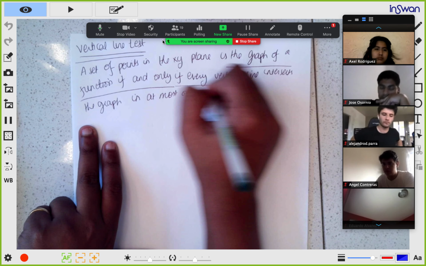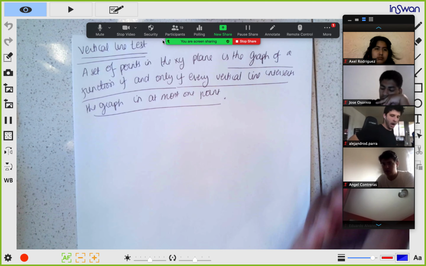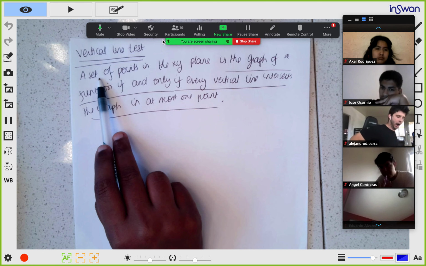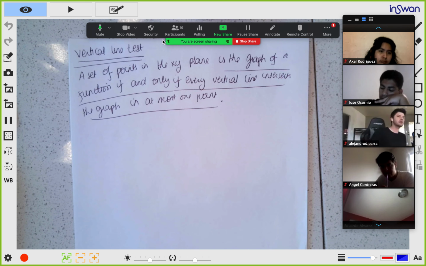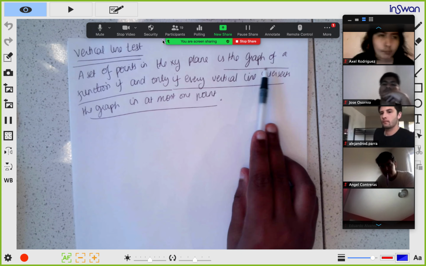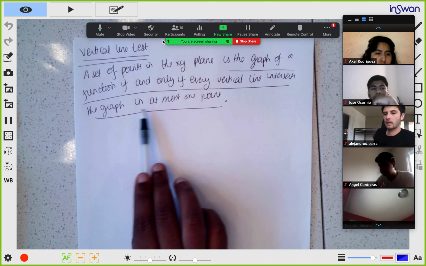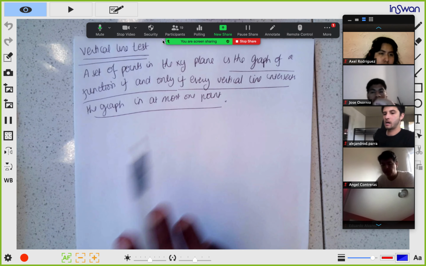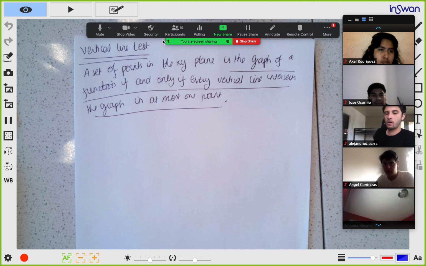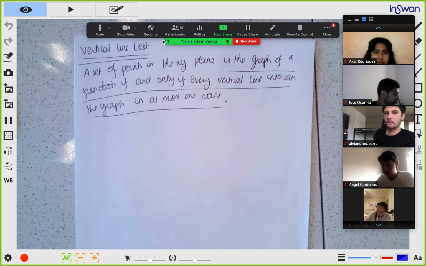So this is a basic definition. Don't get confused by the set of points in the xy plane. Remember, a graph is a function if and only if every vertical line intersects the graph at most one point only. It should cross my graph at only one point. So you don't have to actually graph it at all? Yes. Let me take an example.